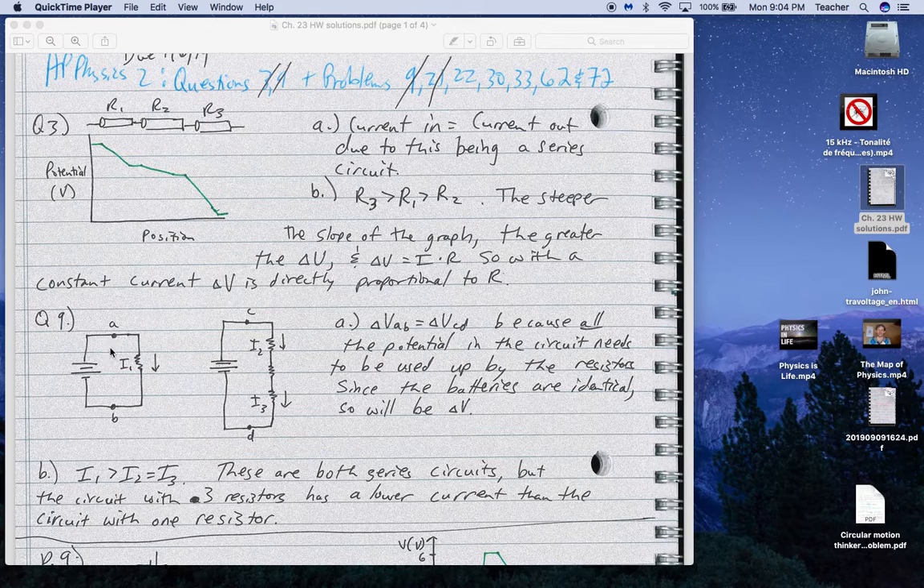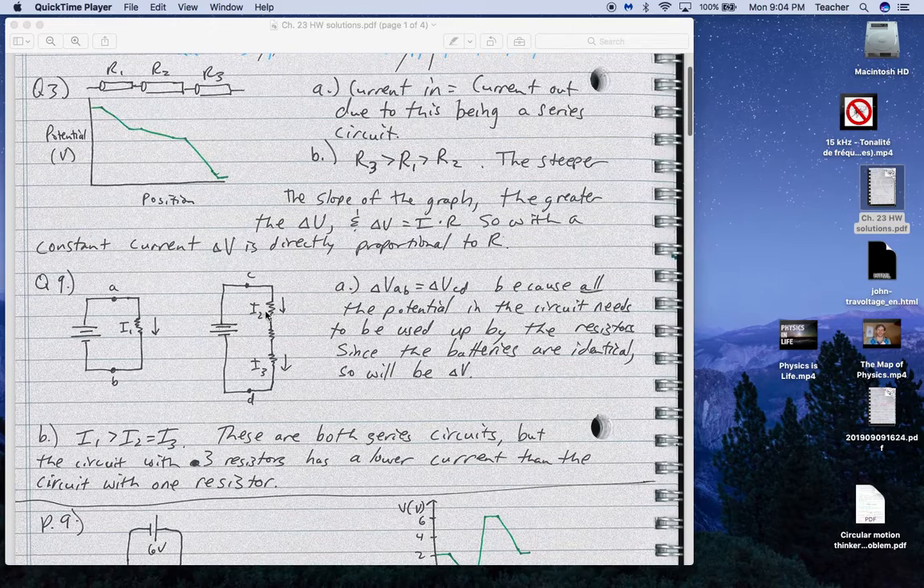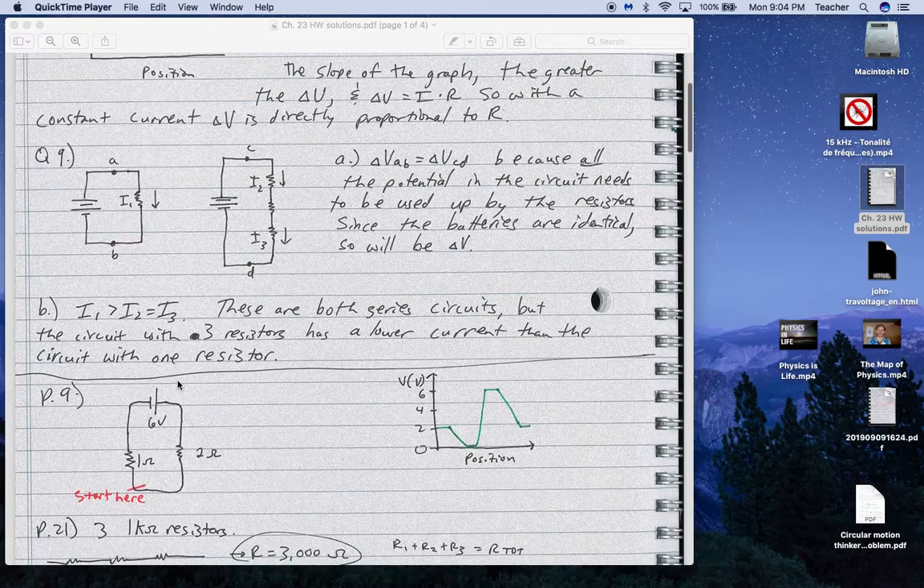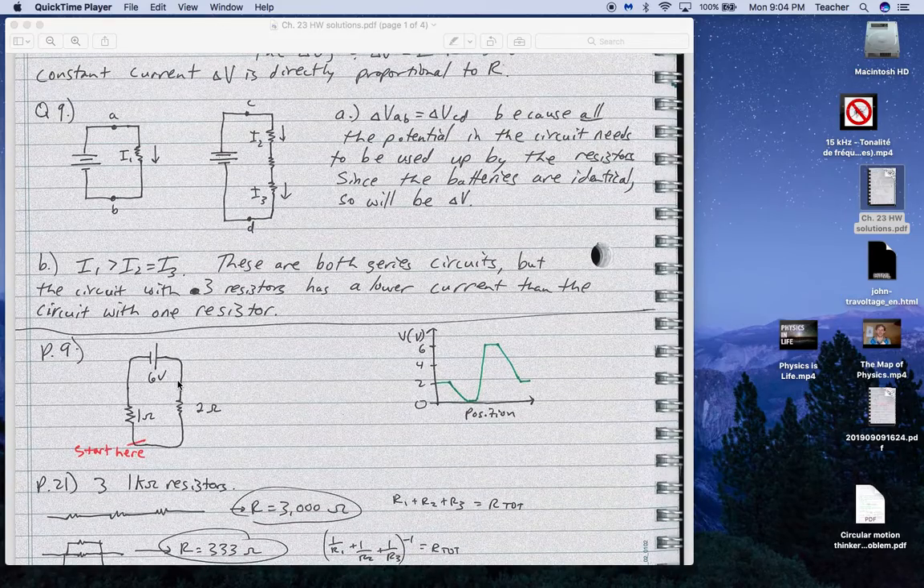Since if the resistors are identical, I have only one resistance here, three resistances here. So the current through I2 and I3 would equal each other, but be less than the current through I1. And those are both series circuits.